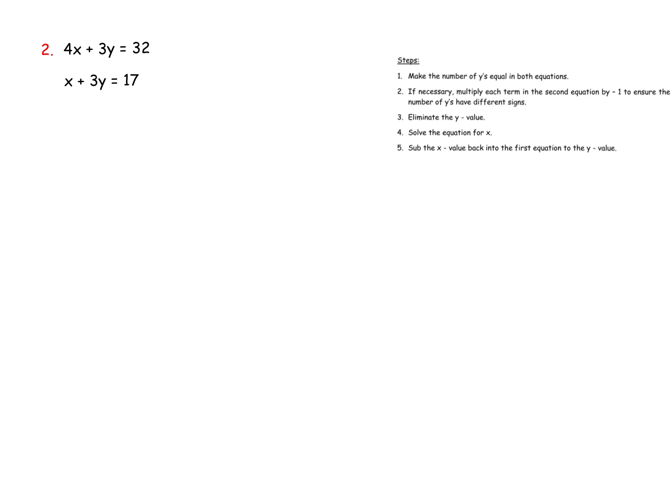If we check the y's, we have 3y and 3y. So we need to make the number of y's equal. The number of y's are already equal in this question. So we can put a tick beside step 1 because step 1 is done.